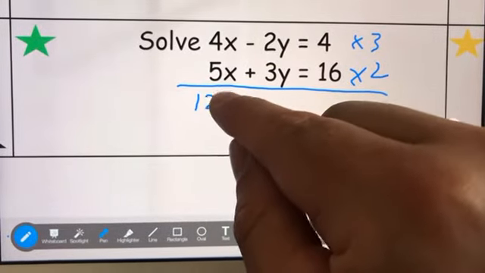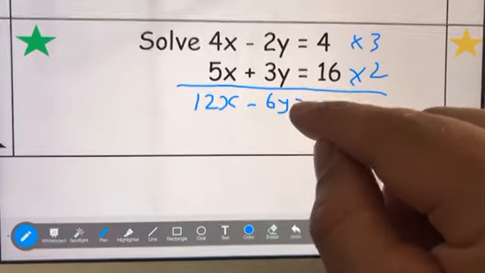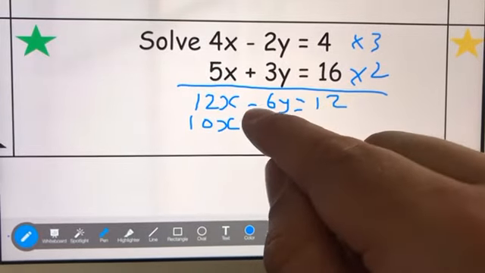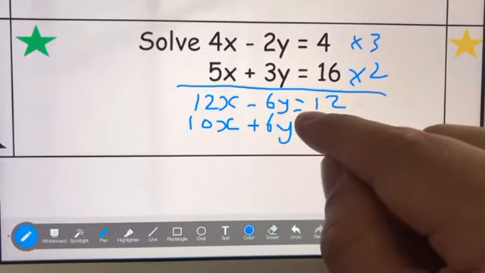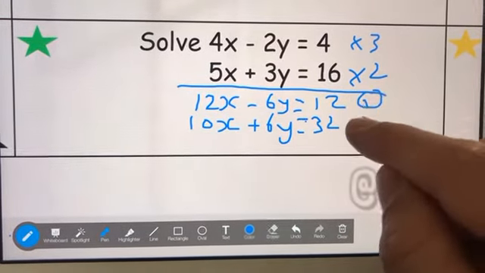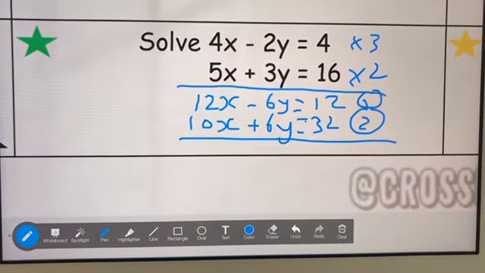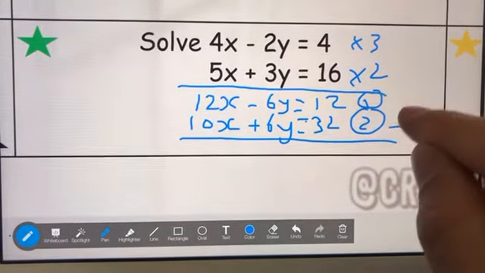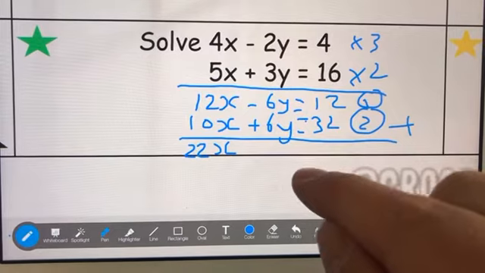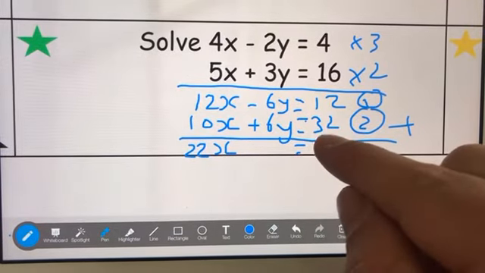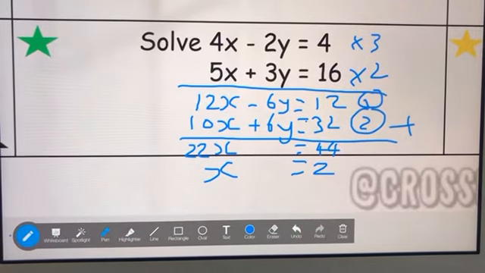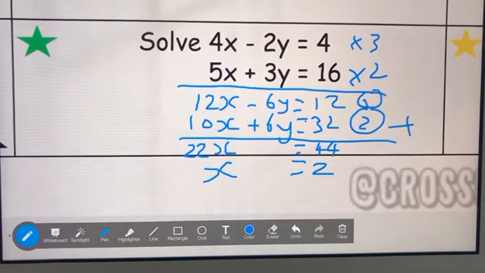Top one times 3 is 12x, take away 6y is all equal to 12. Bottom one times by 2 is 10x, plus 6y is all equal to, this times 2 is 32. Then once I'm there, I've got equation 1 and equation 2. Because I've got a plus 6y and a minus 6y, I'm going to add them together. If I add 12x plus 10x is 22x. 6y and 6y makes nothing. 32 plus 12 is 44. If 22x is 44, if I divide by 22 on both sides, x has to be 2. Halfway there. It's normally worth about 4 or 5 marks, that's halfway.